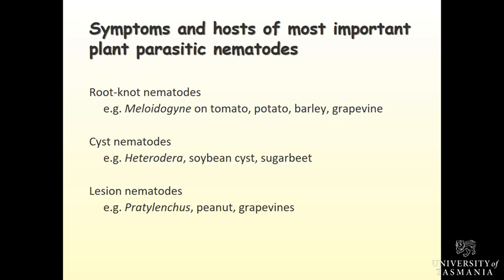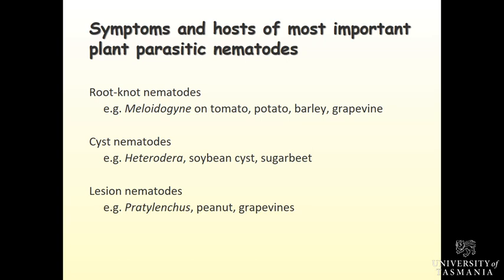Some of the important, more common ones are the root knot nematodes. These actually cause visible lesions, visible structures on the roots, visible galls, and a whole range of different crop species can be affected by these. Cyst nematodes form, rather than a feeding structure on the root, a cyst, a different type of structure, but similar in a way, on the root system as well.